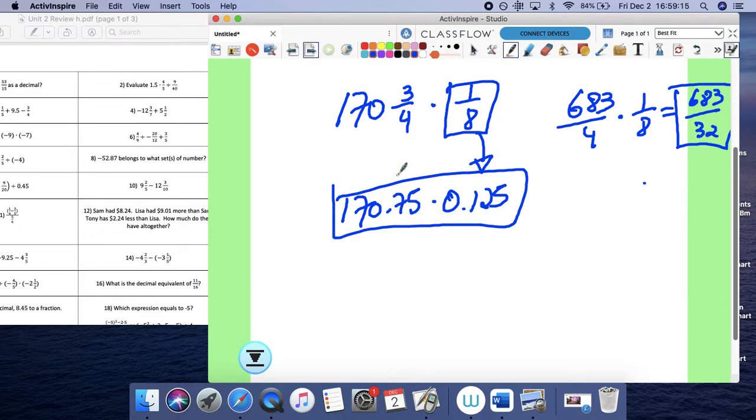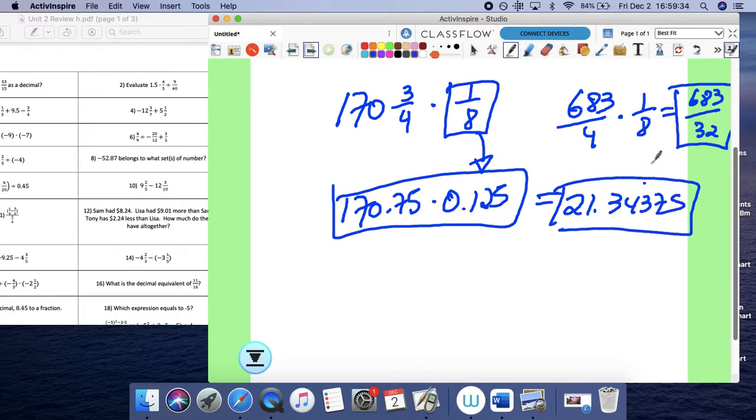170.75 times 0.125. And I'm going to use a calculator here because we get 21.34375. So I get the fractional version. So 683 divided by 32. So this and this are the same.